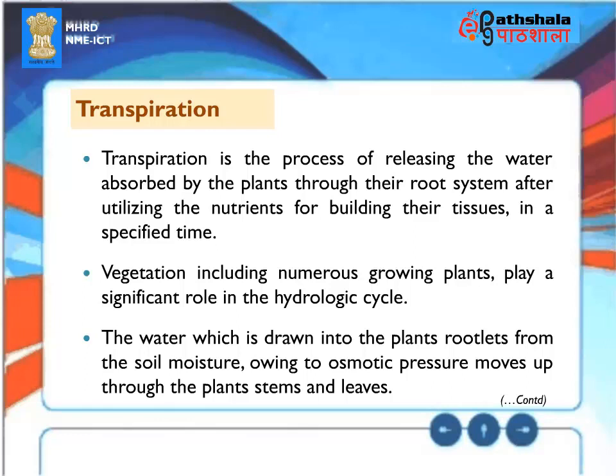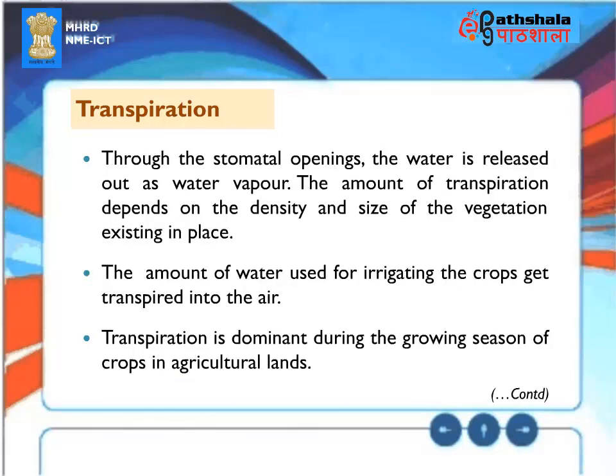Transpiration. Transpiration is the process of releasing the water absorbed by the plants through their root system after utilizing the nutrients for building their tissues in a specified time. Vegetation, including numerous growing plants, plays a significant role in the hydrologic cycle. The water which is drawn into the plant rootlets from the soil moisture, owing to osmotic pressure, moves up through the plant stems and leaves. Through the stomatal openings, the water is released out as water vapor.